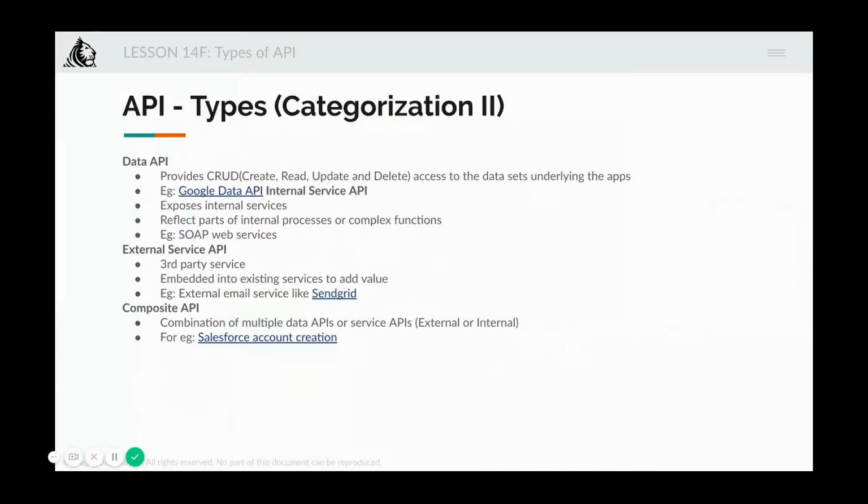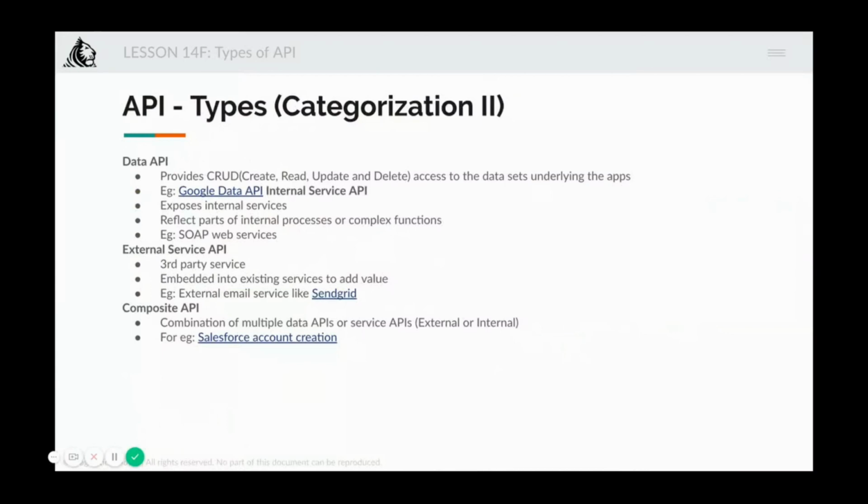So this data API exposes the internal services and reflects parts of internal processes or complex functions to the end user. Similarly, there are external service APIs. These are third-party services, and they typically provide some specific service like emails. SendGrid or Mailgun are third-party external email services. Stripe is a third-party payment gateway, for example, right? Hypertrack is similarly a third-party location tracker.